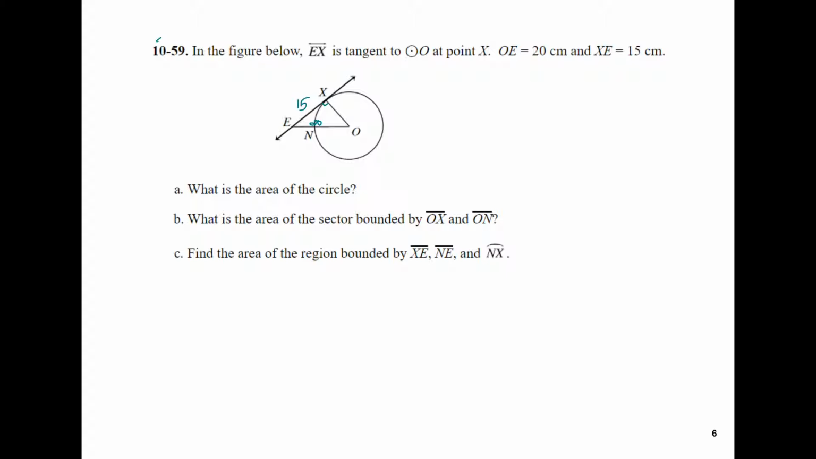Well, the first thing we need to do is find XO. XO squared plus 15 squared is equal to 20 squared. So when we take 400 and subtract our 225, we get XO squared is equal to 175, which tells us that XO is approximately 13.23.